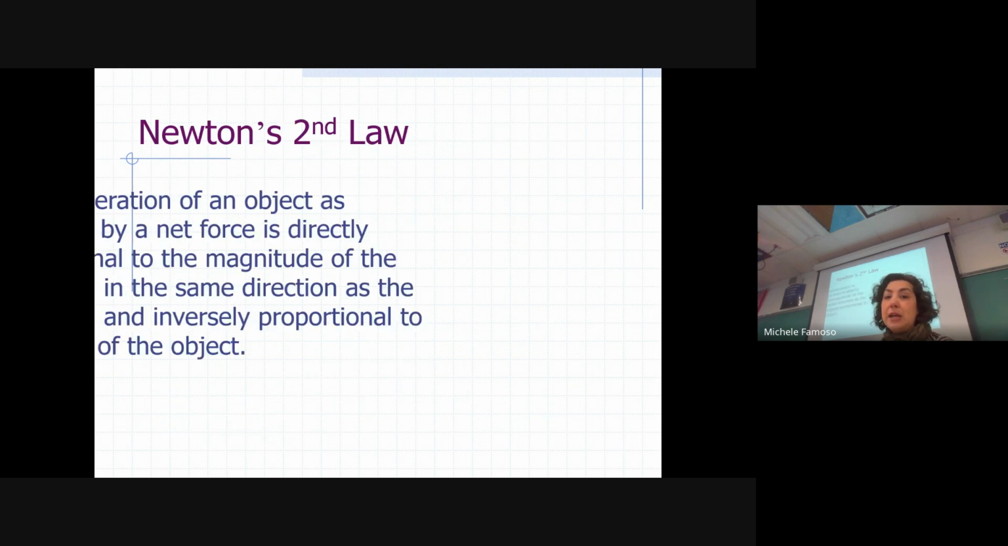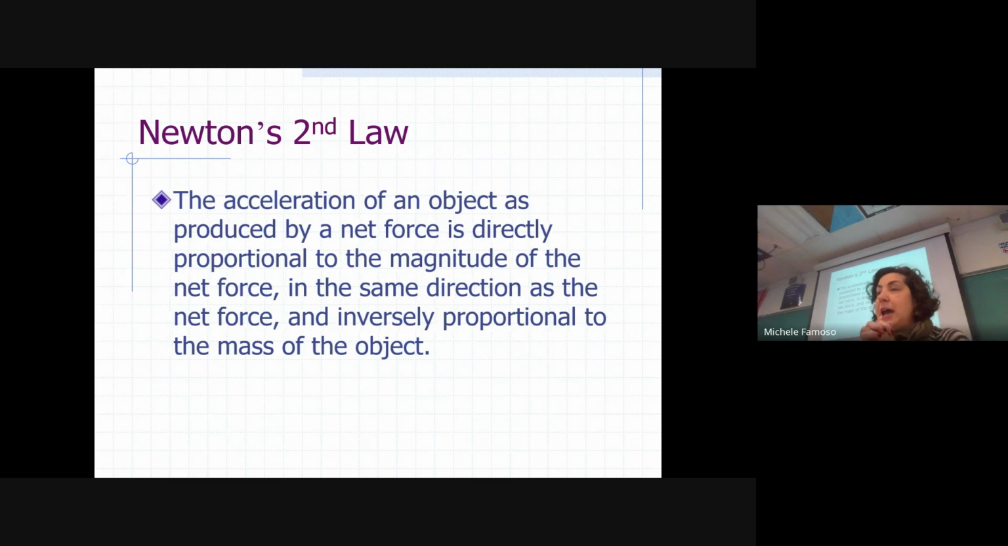Now, what does Newton's second law state? It says that the acceleration of an object as produced by a net force is directly proportional to the magnitude of the net force. It's in the same direction as the net force, and it's inversely proportional to the mass of the object.